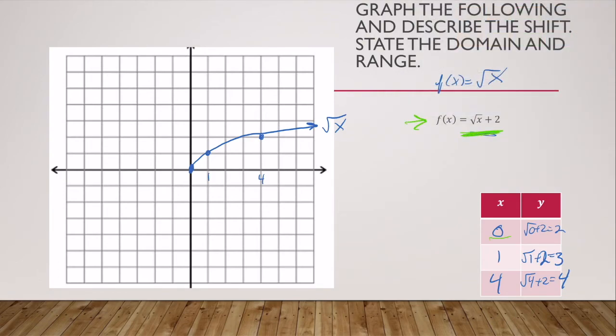So when x is 0, y is 2. When x is 1, y is 3. When x is 4, y is 4. Here's our new function. See, it has the same shape as the square root of x, but it's been shifted up 2.